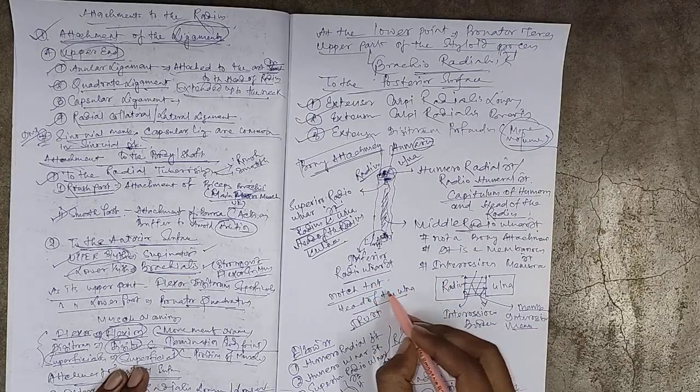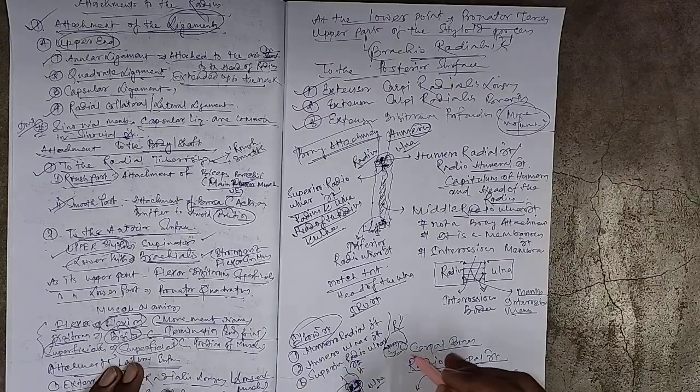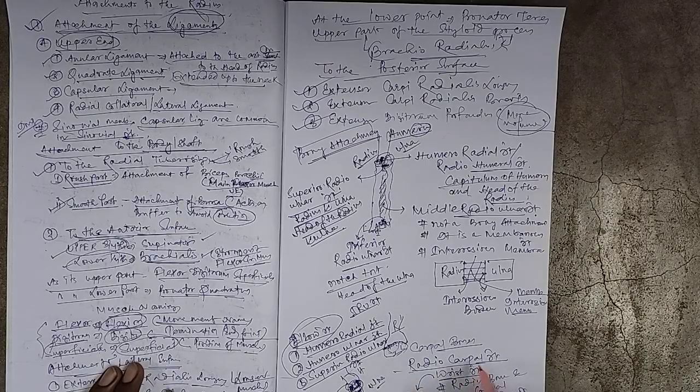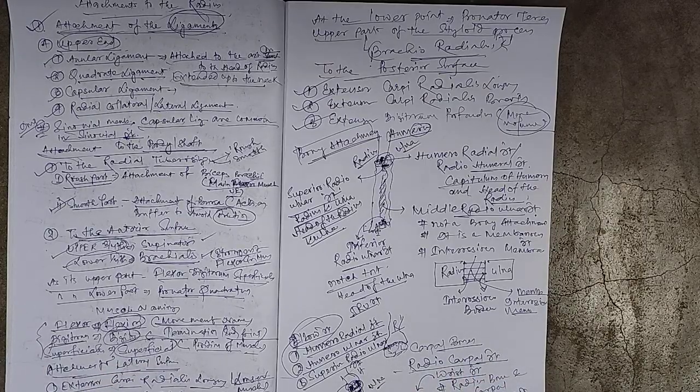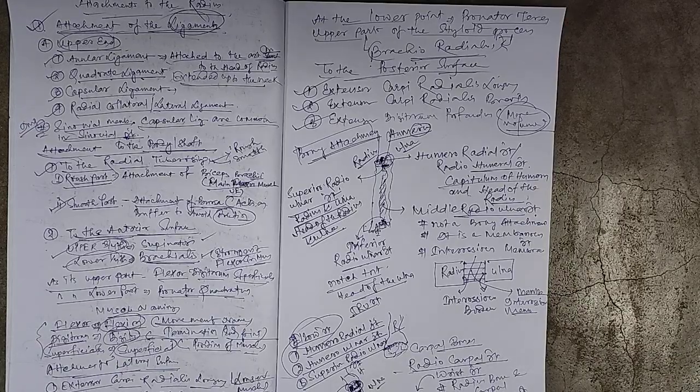Now, the inferior radioulnar joint is present in the inferior part. And the elbow joint: the humeroradial joint, humeroulnar joint, and superior radioulnar joint together form the elbow joint. The radiocarpal joint, or wrist joint, is formed by the radius and the carpal bones. There are three bones: radius, scaphoid, and lunate. And here the ulna has no attachment of any type. So this is our today's topic. Today we have completed an important bone, that is the radius.